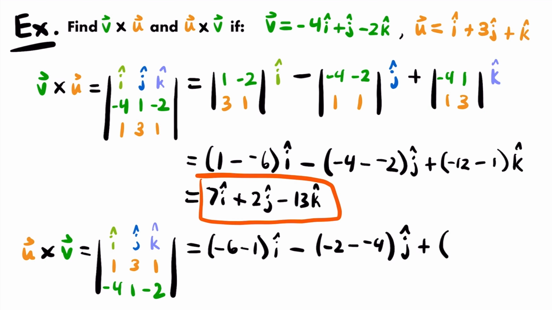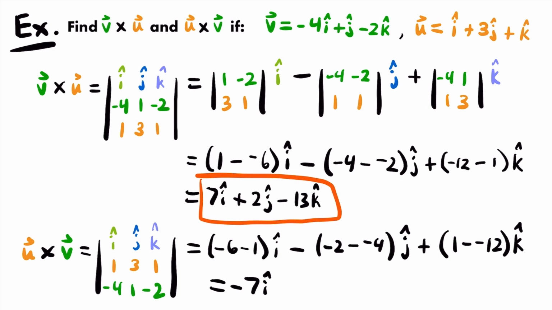and then we're adding the last term, which we find by crossing out the row and the column of vector k, and then the remaining 4 terms will calculate a determinant. So we'll have 1 times 1 minus 3 times negative 4. All right, 1 times 1 is 1, and then we're subtracting 3 times negative 4, which is negative 12, and that's multiplied by k.